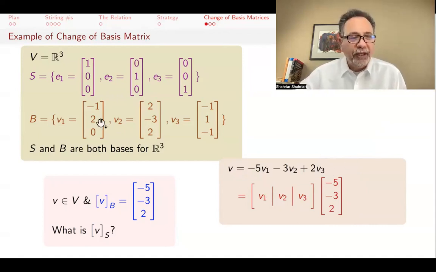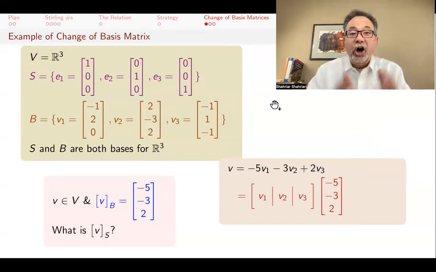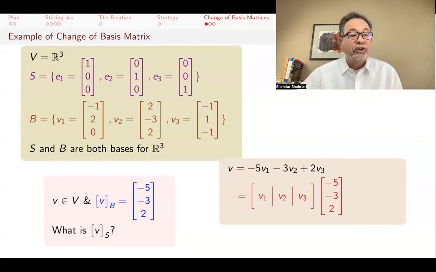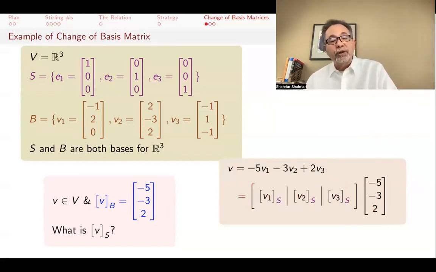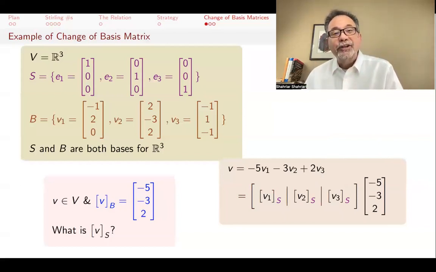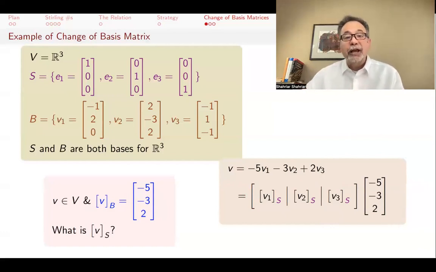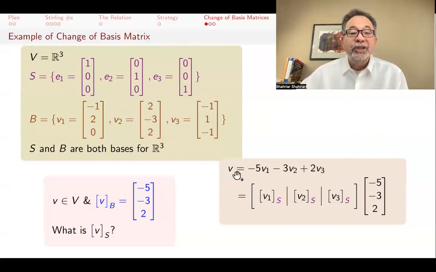Now, V1, V2, V3, these things that I wrote here, I wrote them as if I sort of knew what they are. But those things are really the coordinates of these points with respect to the standard basis. So what do I mean by V1 is (-1, 2, 0)? I mean it's -1 of these, 2 of those, and 0 of those. And so therefore, instead of writing V1, V2, and V3, I can say these are the coordinates of V1 with respect to S, the coordinates of V2 with respect to S, and the coordinates of V3 with respect to S. And that's what I multiplied by -5, -3, 2 to get actually V. And what I mean by V, I got the coordinates of V with respect to the standard basis.